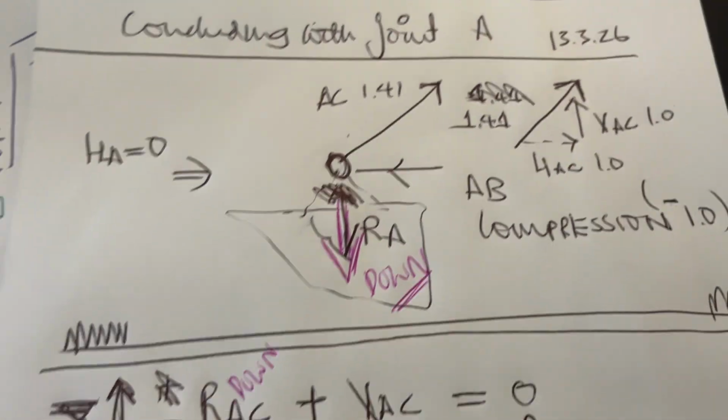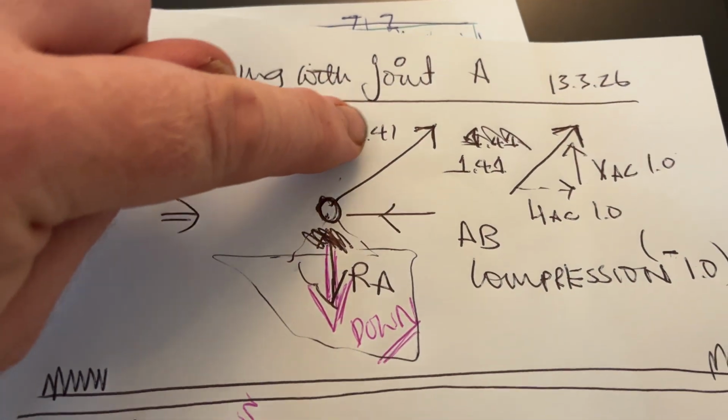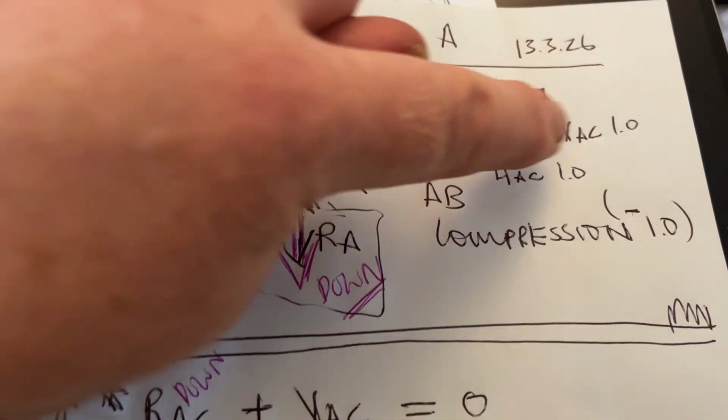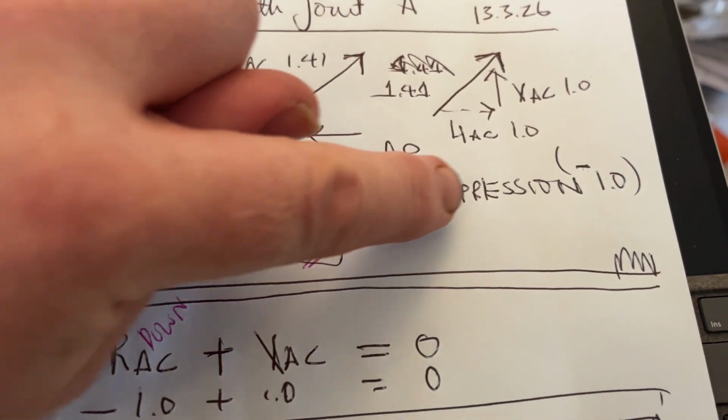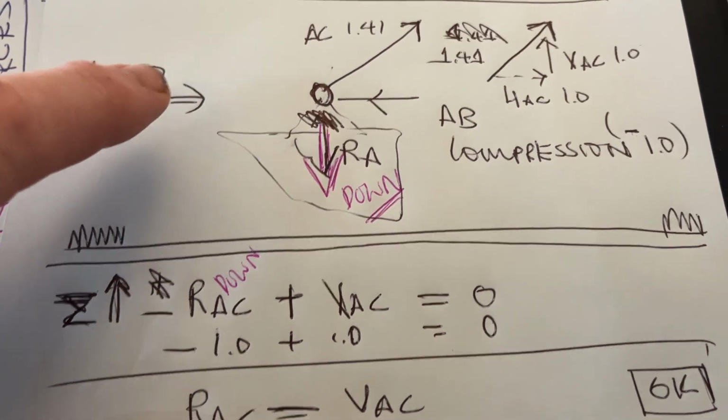So, concluding with joint A, we had AC is 1.41 from previously, VAC is 1, HAC is 1, AB is compression and 1, RA was a holding down force of 1, HA was 0.